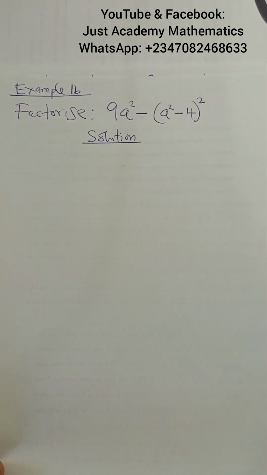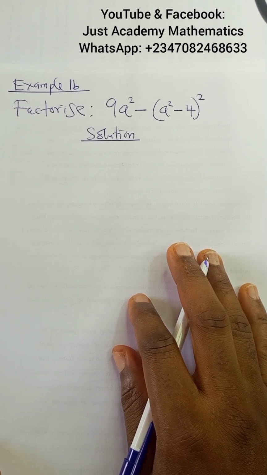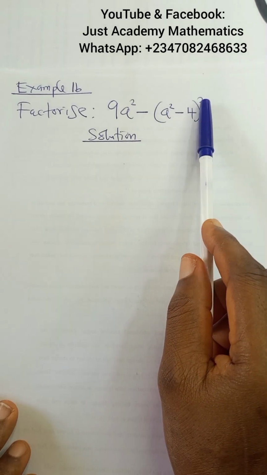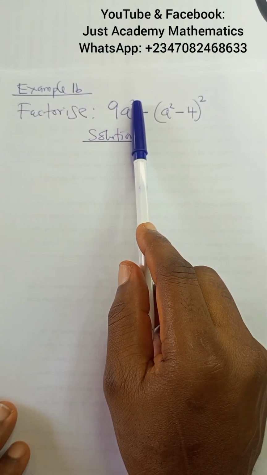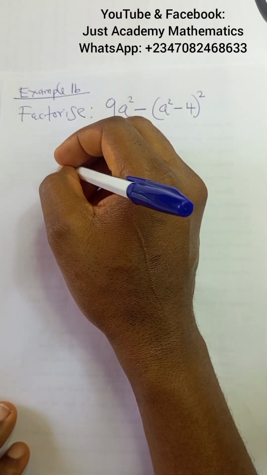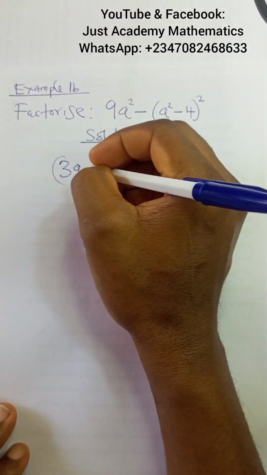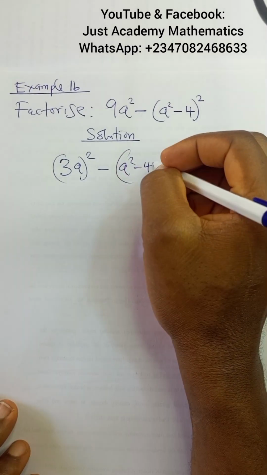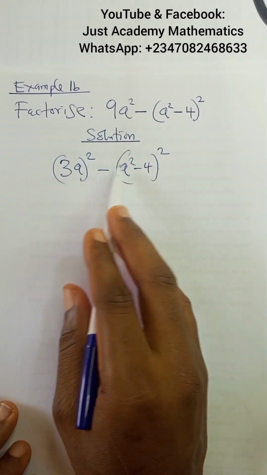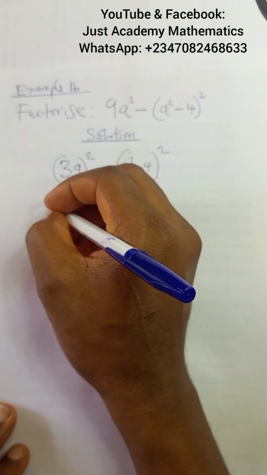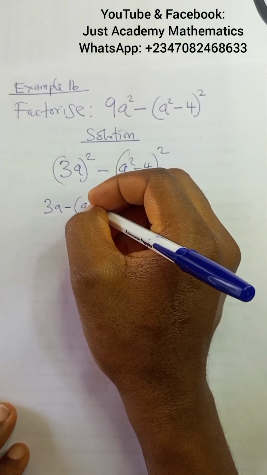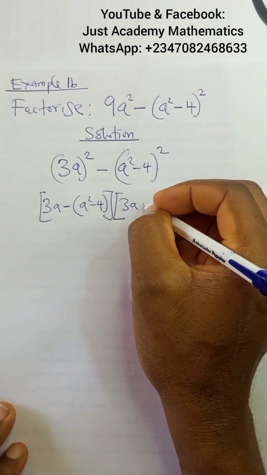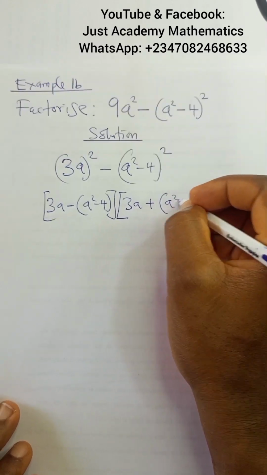That brings us to something similar. Look at number 2. Very similar. Number 2, we're asked to factorize this. If you look at this one square, this 9 here is a perfect square. So we can write this as 3A square minus A square minus 4 square. Then we can apply difference of 2 square direct. So we have 3A minus A square minus 4 times 3A plus A square minus 4.